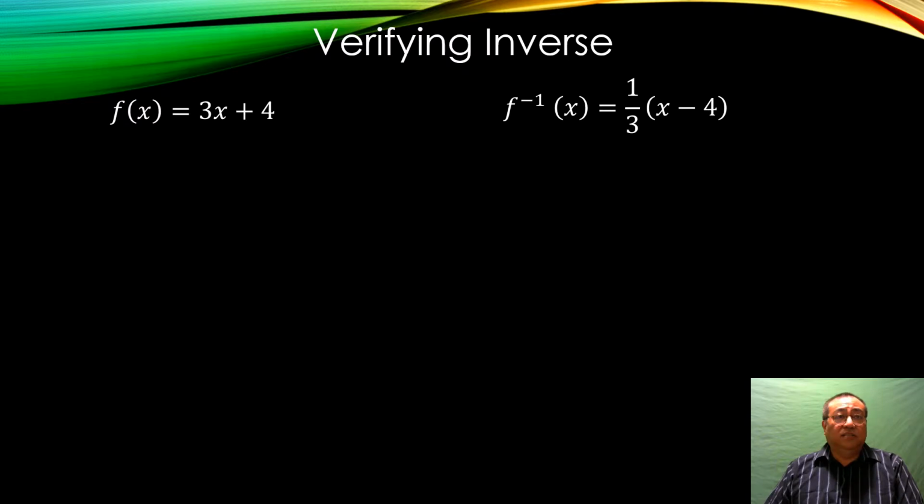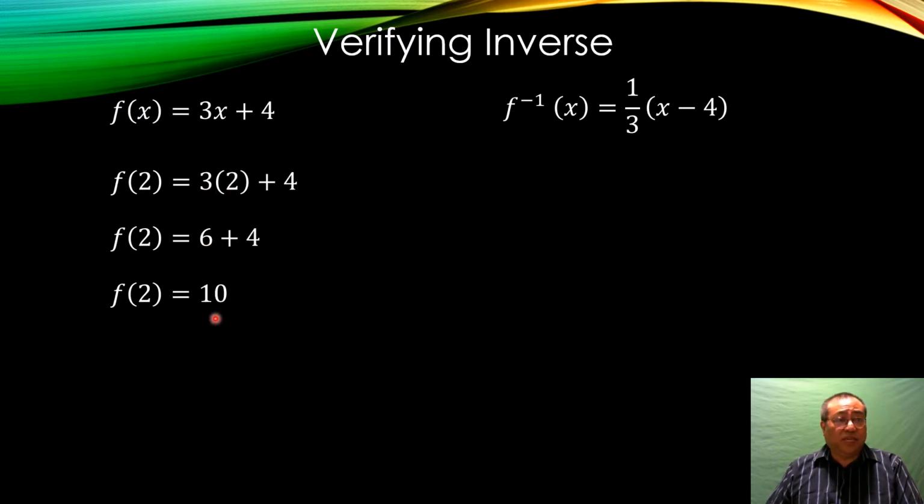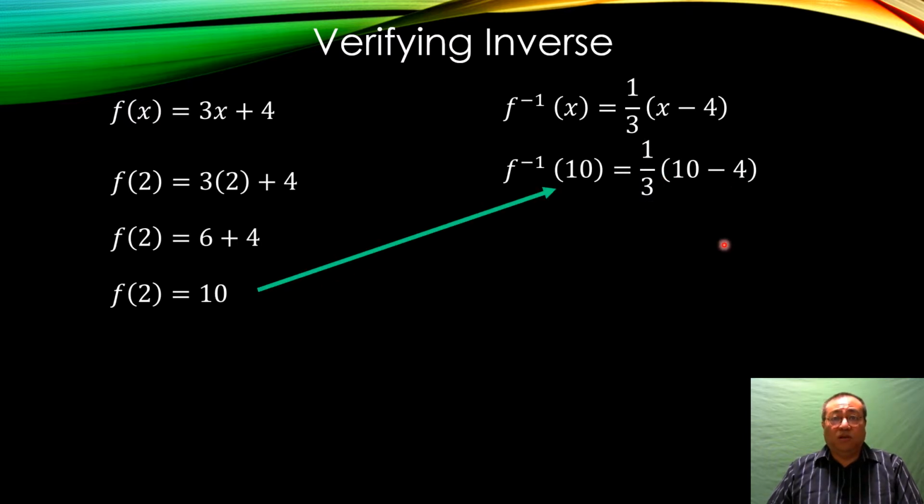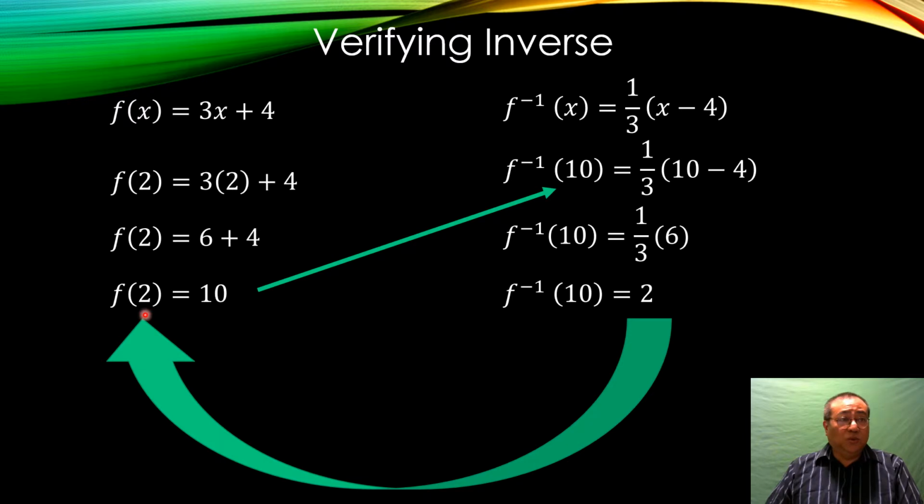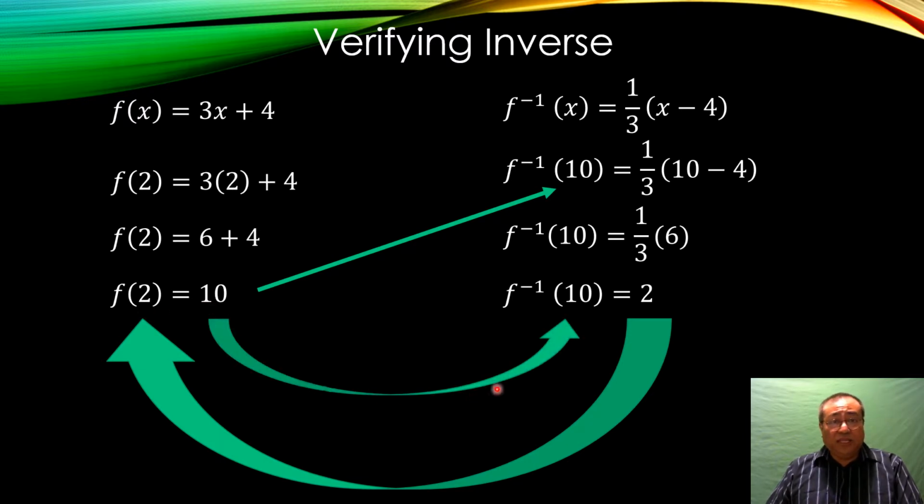Now we're going to verify the inverse. This is the function, and this is supposed to be the inverse. Maybe it's not. If we plug in 2, we get 3 times 2 is 6, 6 plus 4 is 10. So f of 2 equals 10. And here, what we're going to do is plug 10 in, and we get 1/3 times 10 minus 4. 10 minus 4 is 6, and f inverse of 10 is 2. So this 2 was the original input over here, and this 10 that came out of the original function is inputted into the inverse function. The roles are reversed.